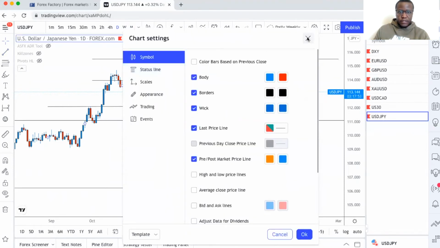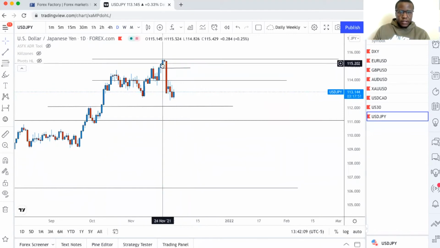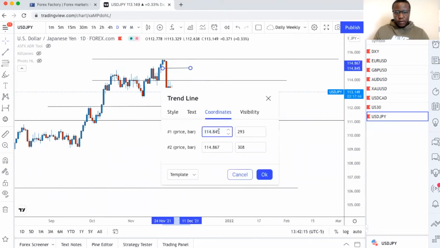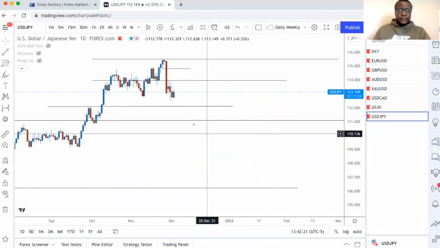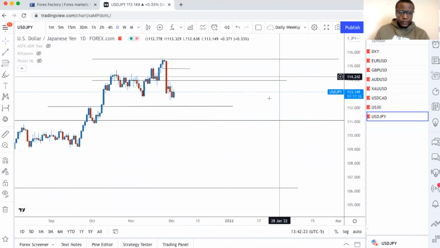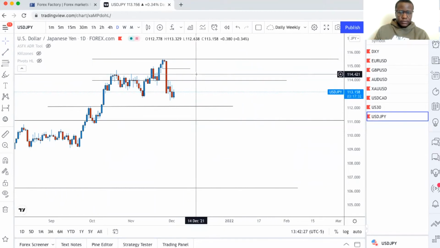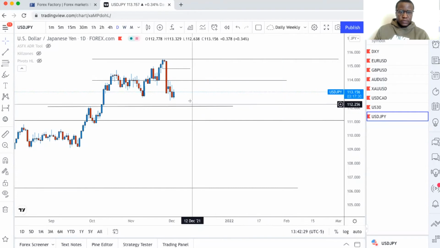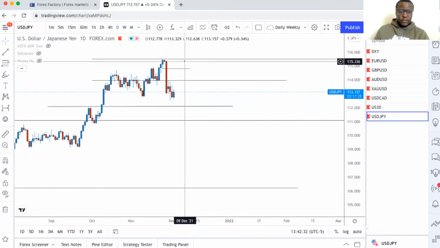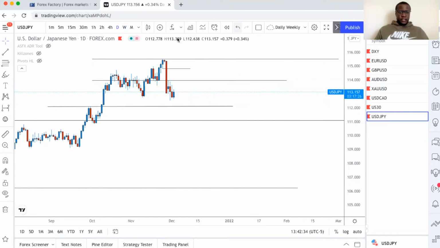Get the low, which is 114820. All right, we got that level there. So what do we have here now? So we got this level right here.